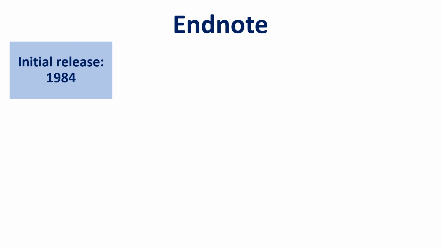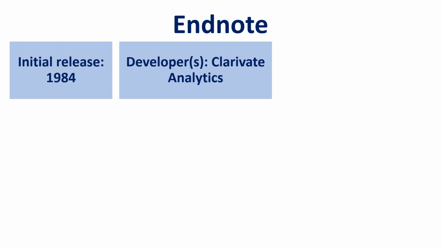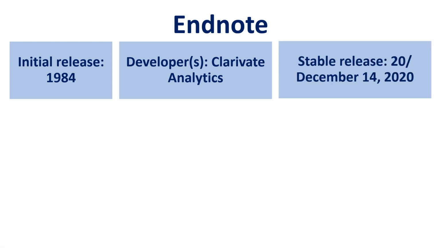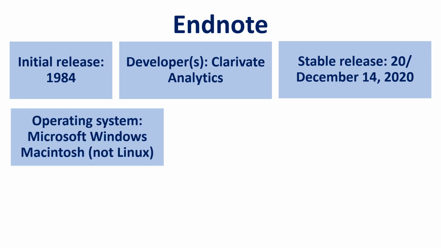So before starting, there is some information we need to know about EndNote. The first EndNote was released in 1984, and at that time it was from Thomson Reuters. Now this Thomson Reuters has been taken over by Clarivate Analytics. So EndNote belongs to Clarivate Analytics. The current version is EndNote 20, as I just told you, and EndNote 20 was released on 14th December 2020.